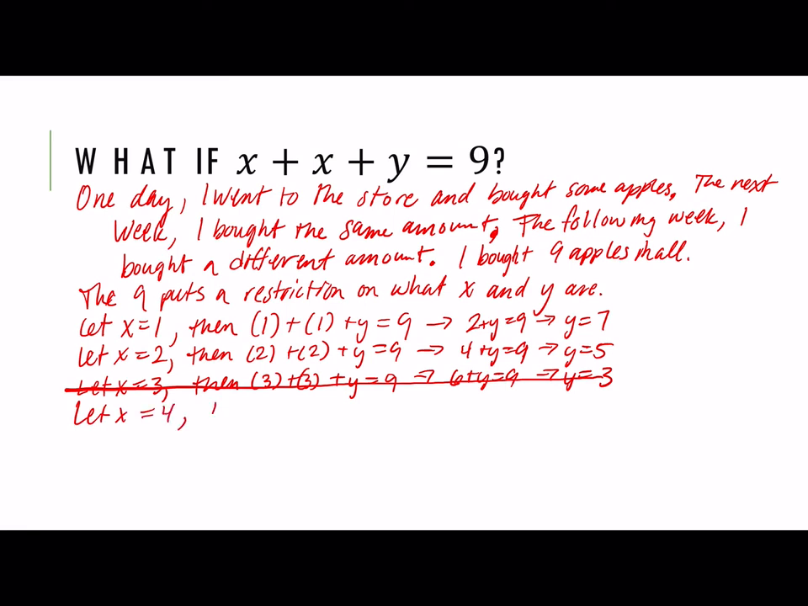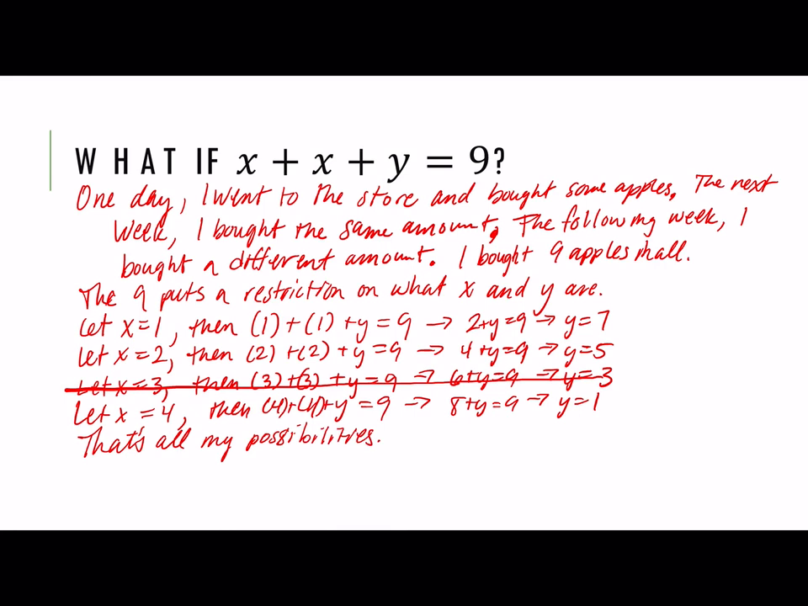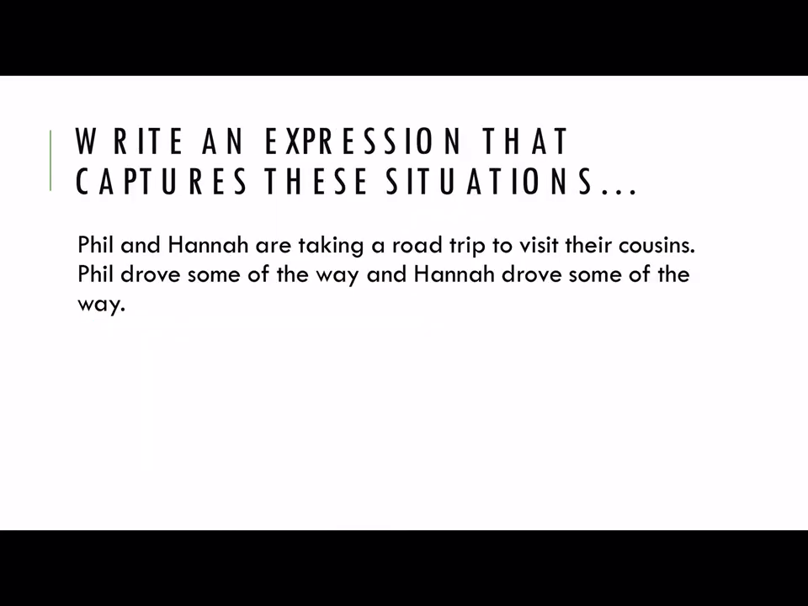Let x equal 4, then my 4 plus 4 plus y is equal to 9, which means that 8 plus y equals 9, therefore y is equal to 1. Okay, so those are my possibilities if x plus y is equal to 9. So if I set my equation equal to a number, I restrict my possibilities. Okay. Let's go to the next one.